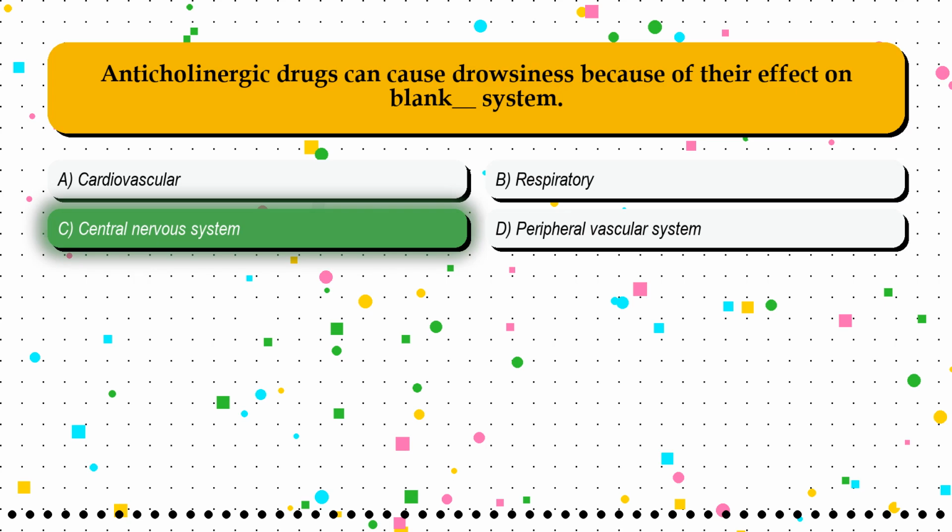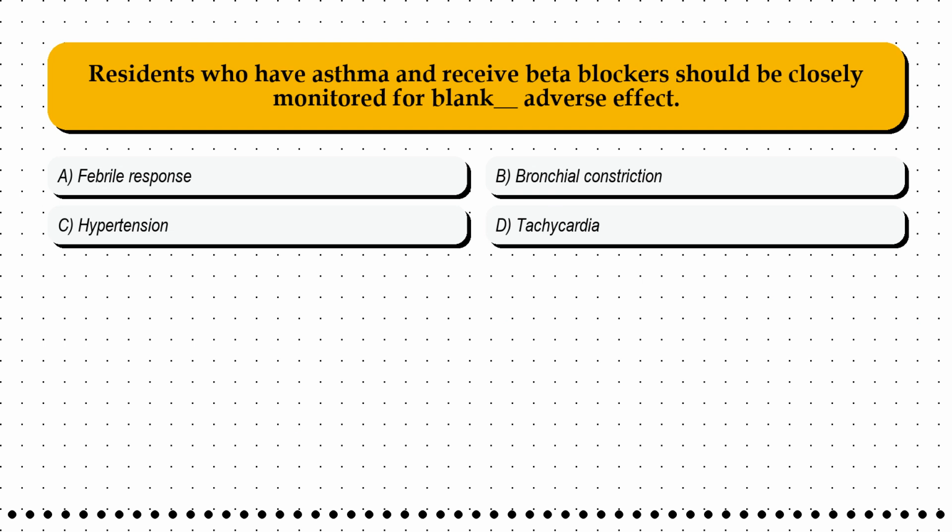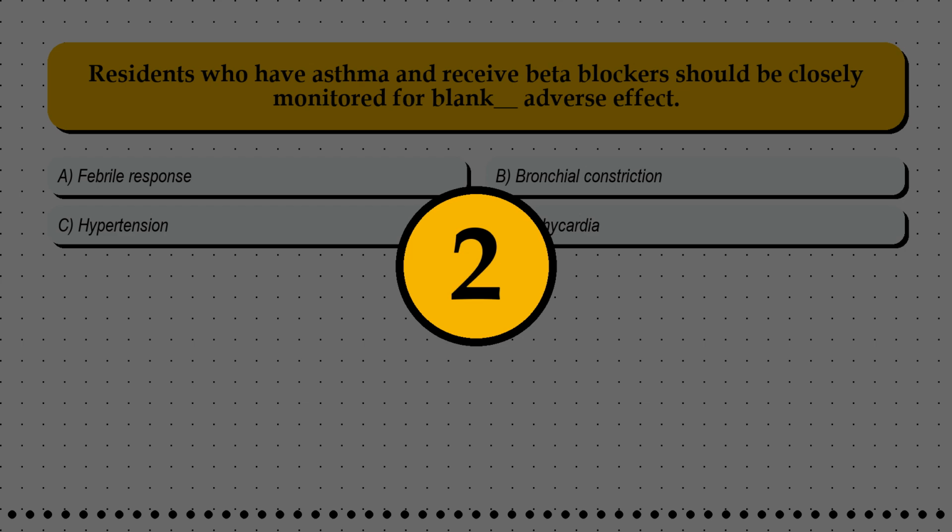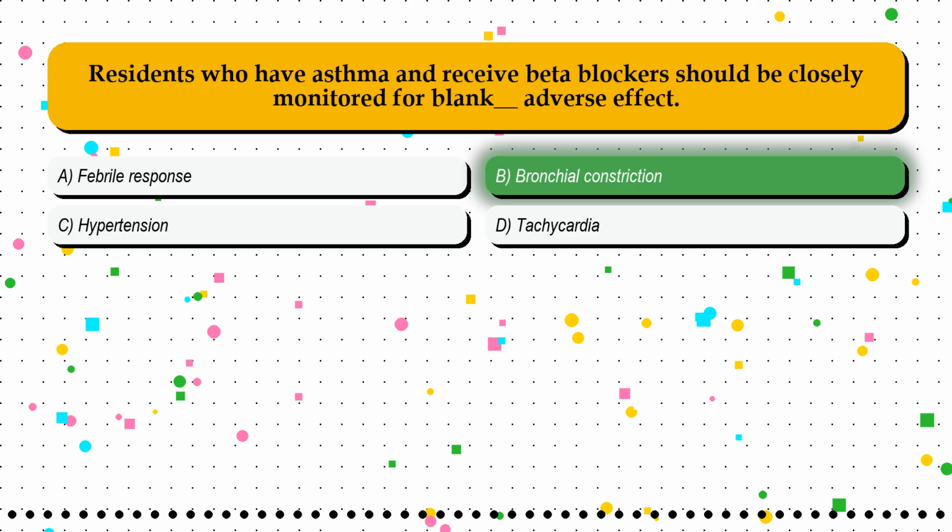Central nervous system. Question 159. Residents who have asthma and receive beta blockers should be closely monitored for which adverse effect? Option A. Febrile response. Option B. Bronchial constriction. Option C. Hypertension. Option D. Tachycardia. The correct answer is option B.